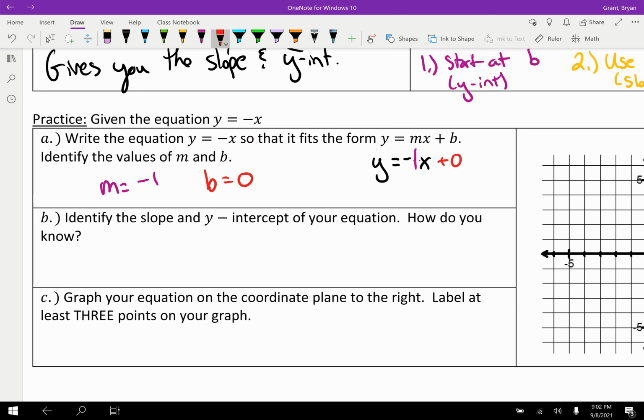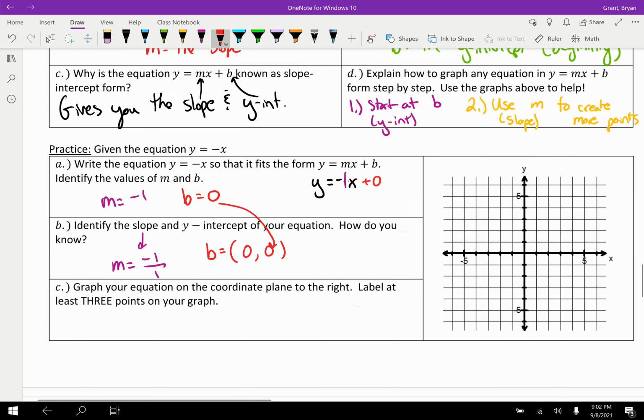All right, well, let's move on to part B. Part B says, identify the slope and y-intercept of your equation. Well, we actually did that because the slope is m, though we do like to write slope as a fraction, so negative 1 over 1. And the y-intercept is b. All right, b is 0. We know for a y-intercept the x is always 0, but the y is 0 here too.